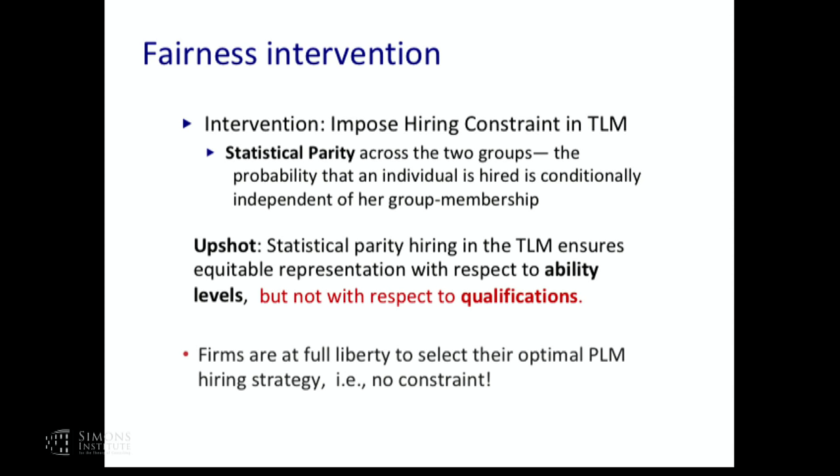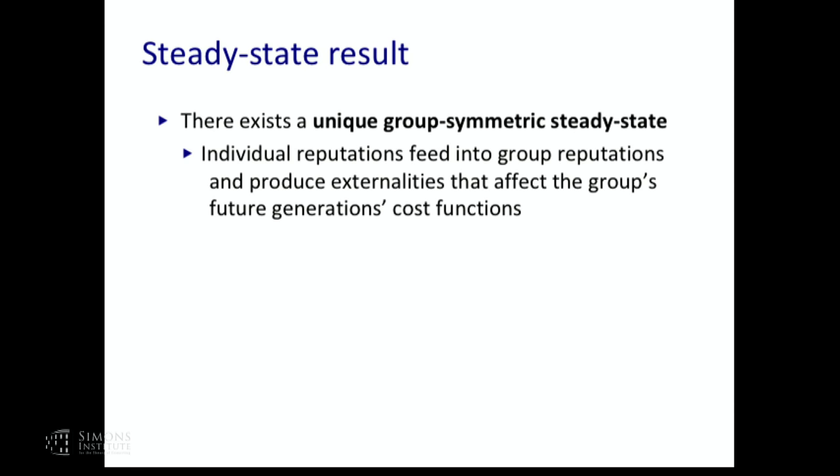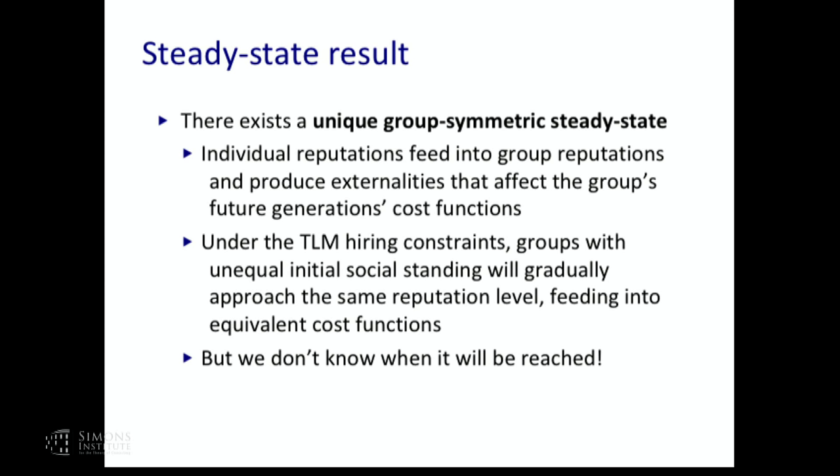And there's no restriction about how firms choose to make their hiring decisions in the permanent labor market. They can do whatever is optimal for them. If we do this and think of a model like this, then what we can show is that there exists a unique group symmetric steady state. Essentially, the individual reputations feed into the group reputations, and that produces externalities that affect the group's future generations' cost of investing in human capital. And that essentially will lead to a state where the two groups are being hired equally with respect to their ability.